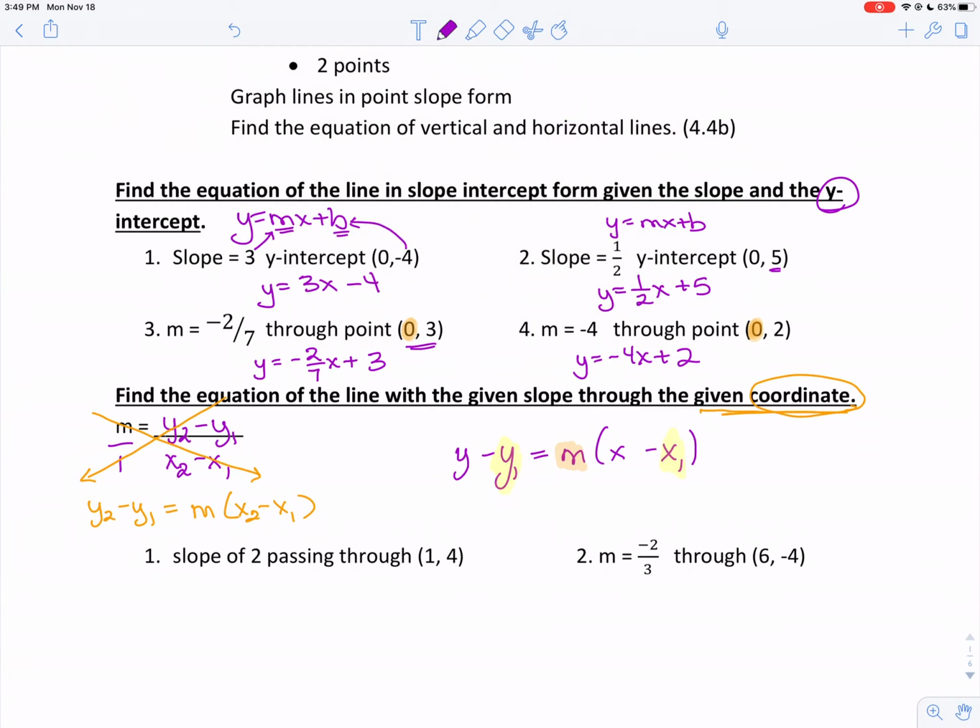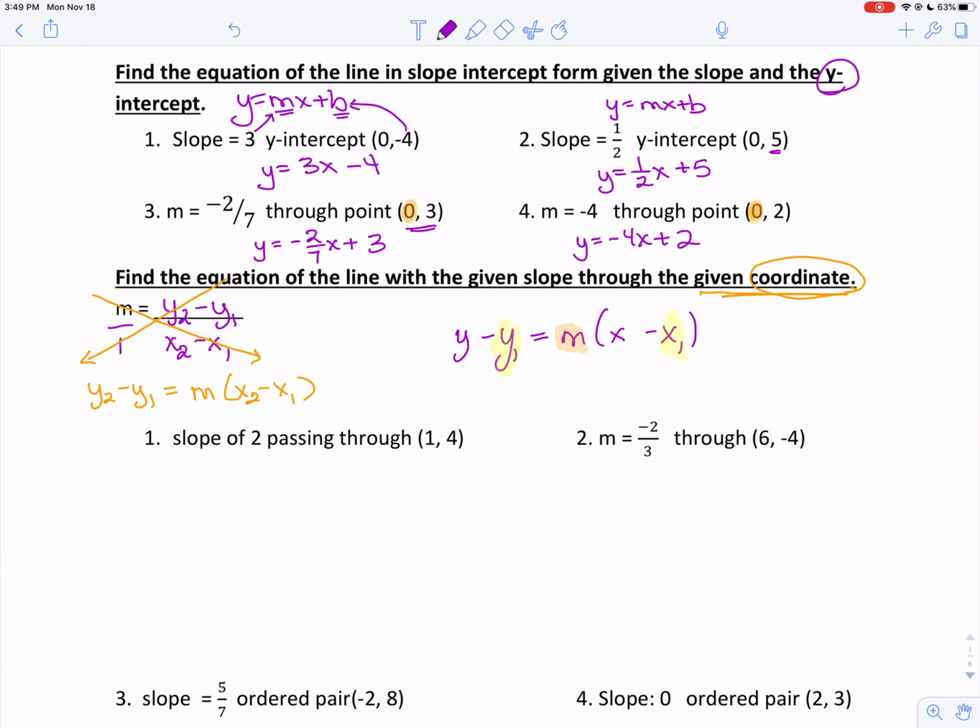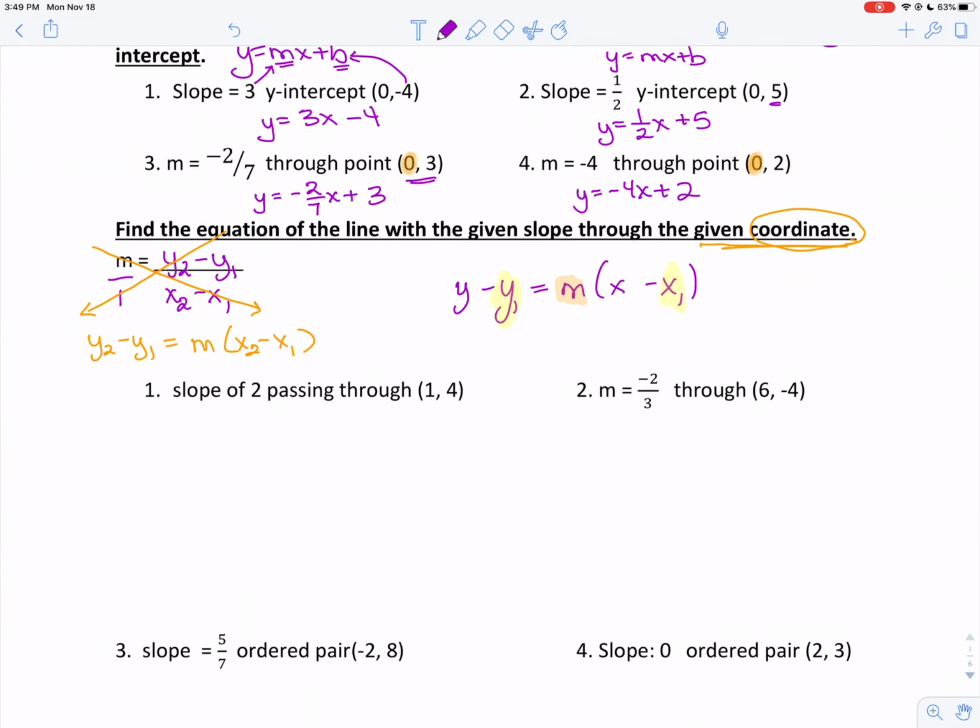So let's just work one. And again, the easiest way to remember these formulas is to write them out every single time. So find the equation of a line with a slope of 2 passing through the point 1, 4. So I would have y minus y1 equals m times x minus x1. And by the way, that formula actually has a name. We use that formula anytime we're given a point and a slope. So it's called the point-slope formula.